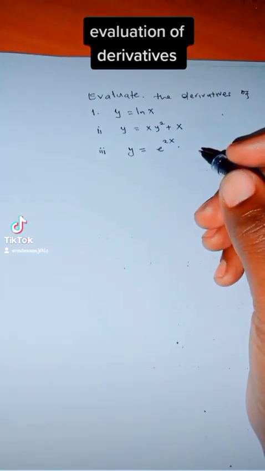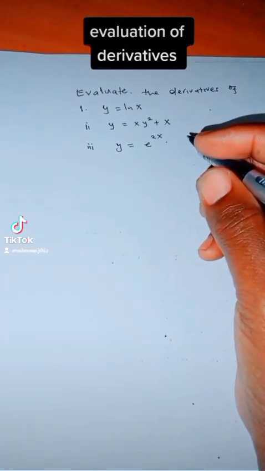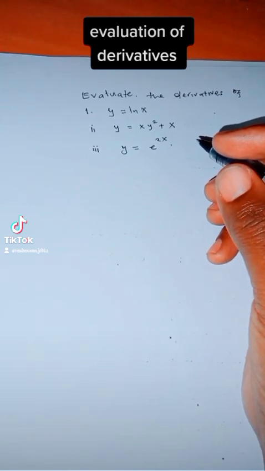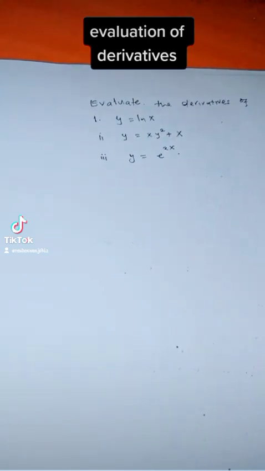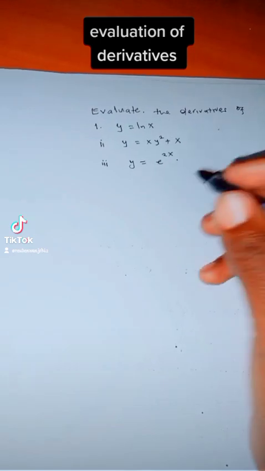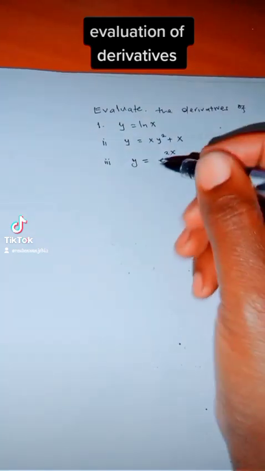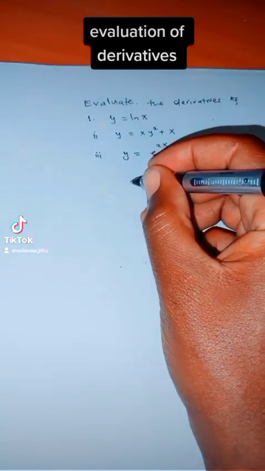All right, welcome again. This time we have to evaluate the derivatives of y equals natural log of x, y equals xy squared plus x, and y equals e to the 2x. So thank you. Let's get the solution here.